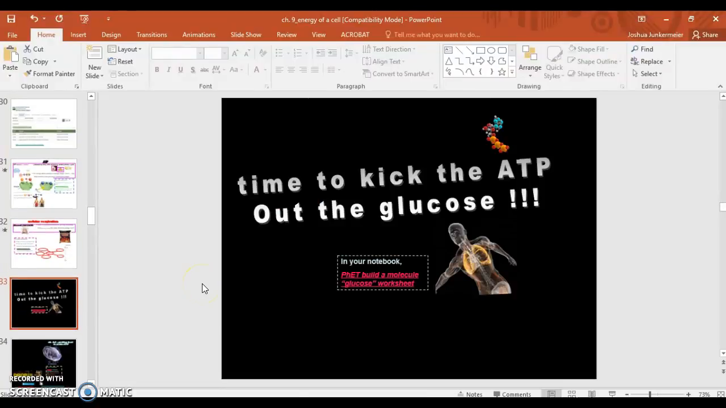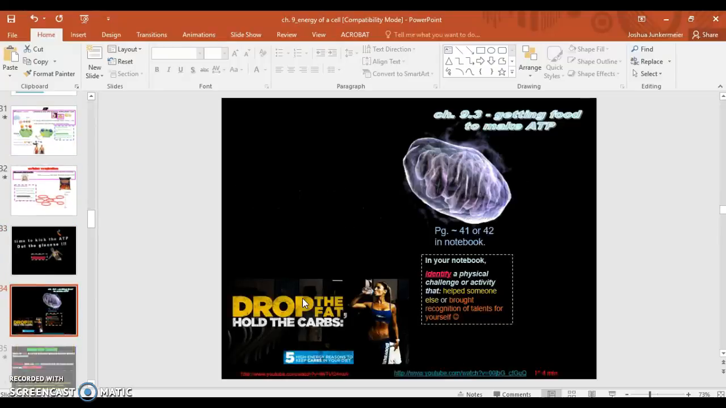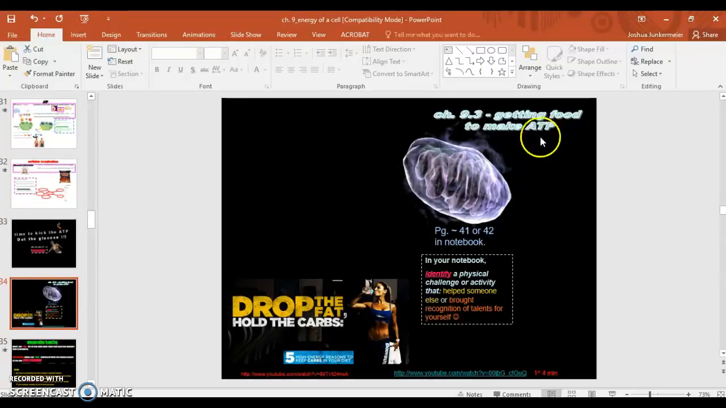Next slide. All right. This is a slide just to remind everyone that we did an activity called Build a Molecule. So if you haven't done that assignment, PhET Build a Molecule, you definitely should. In that activity, you build a glucose or a form of a carbohydrate. Not quite glucose, it's smaller, but you'll build a 3-carbon carbohydrate, one that your body might find in its own body. All right, in this picture, it's reminding us again that we're in chapter 9.3, or the last section of chapter 9.